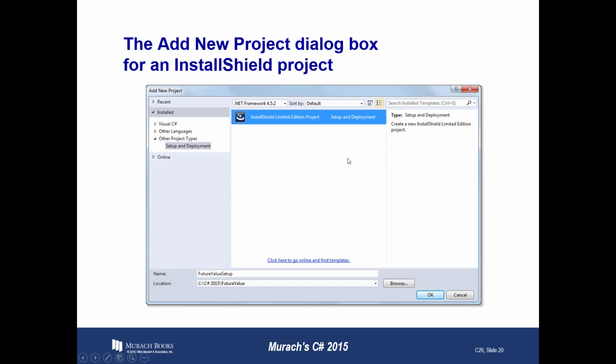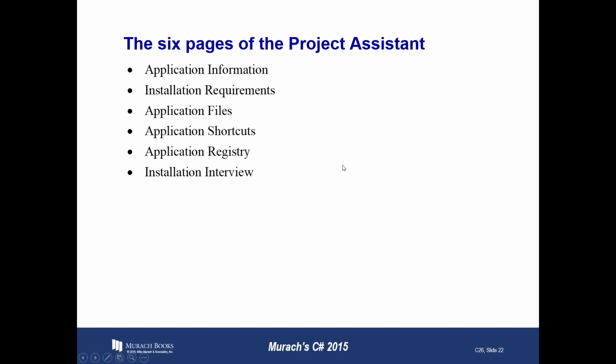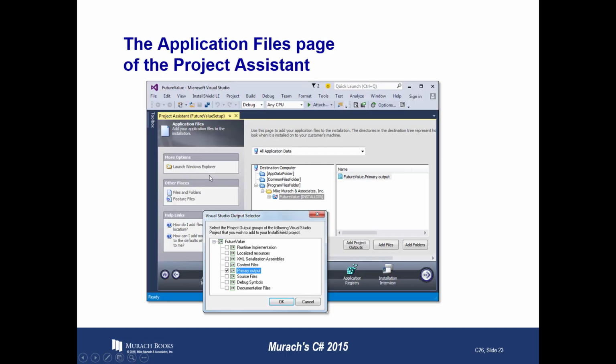Here they have the add new project dialog box for an InstallShield project. Again, never done it. Six different pages of the project assistant: application information, installation requirements, application files, application shortcuts, application registry, and installation interview.